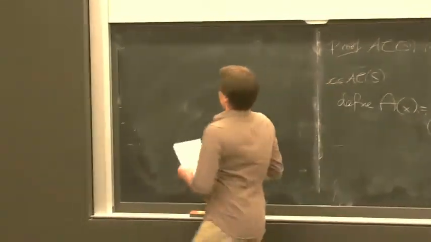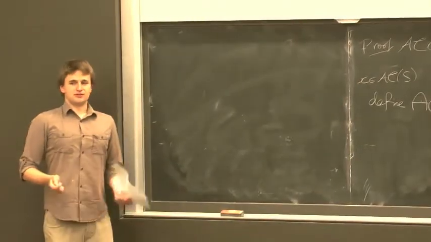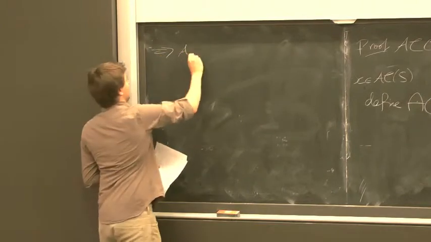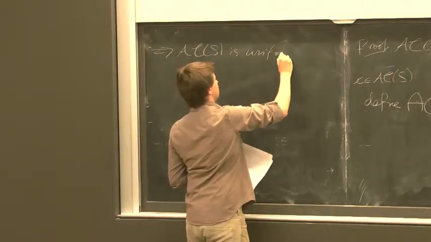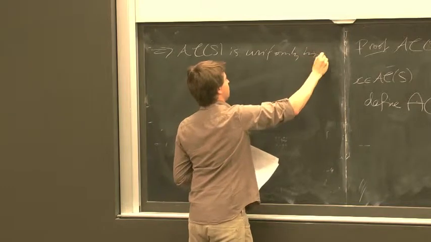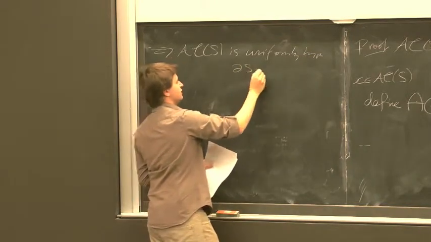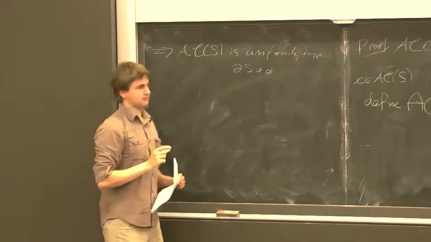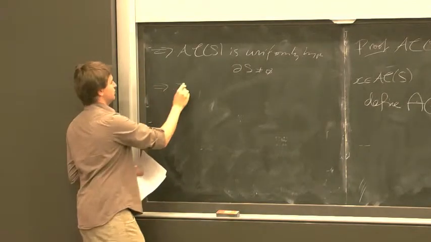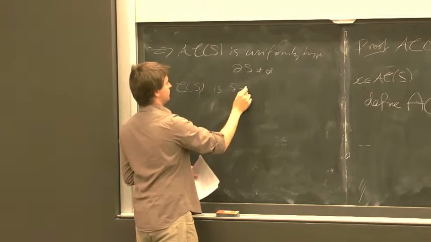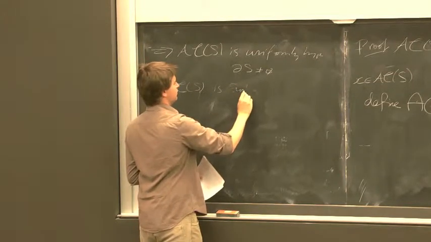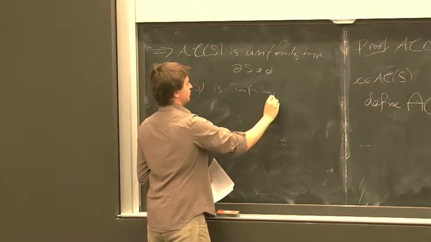Okay, so we just checked the criterion. So the arc and curve graph is uniformly hyperbolic where the boundary of the surface is non-empty. So you get the result for the curve graph when the boundary is non-empty too.